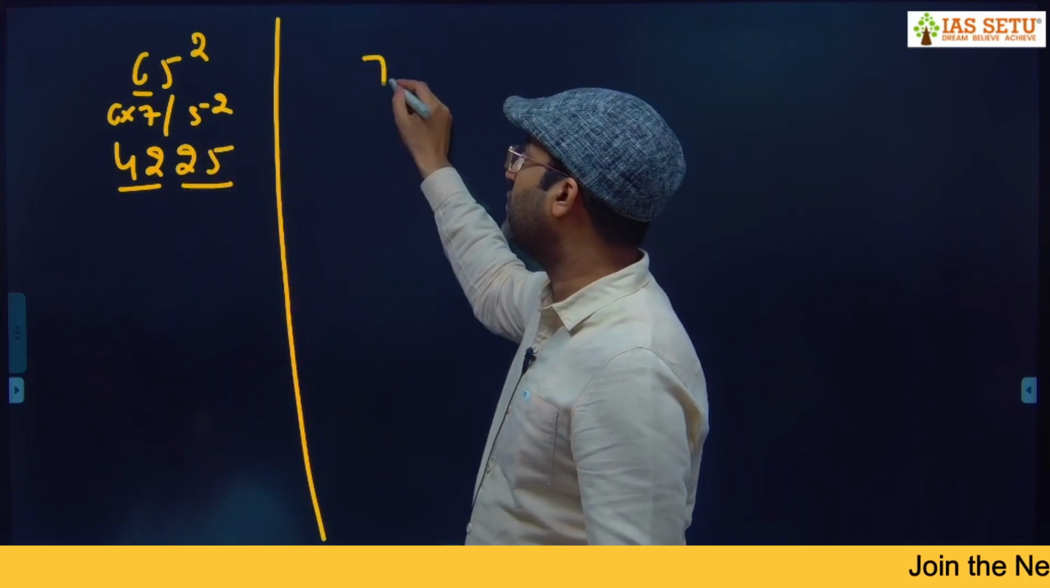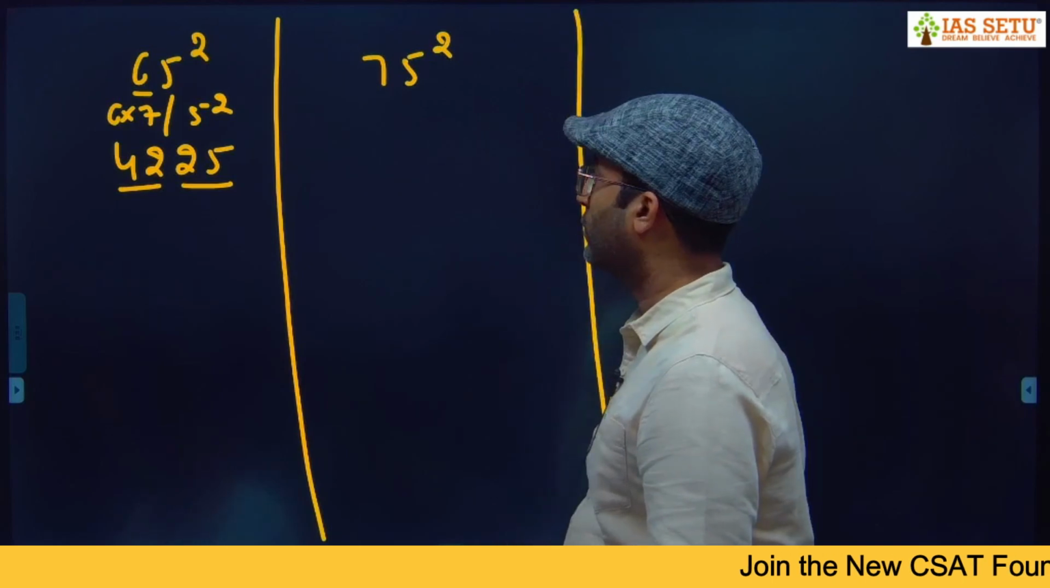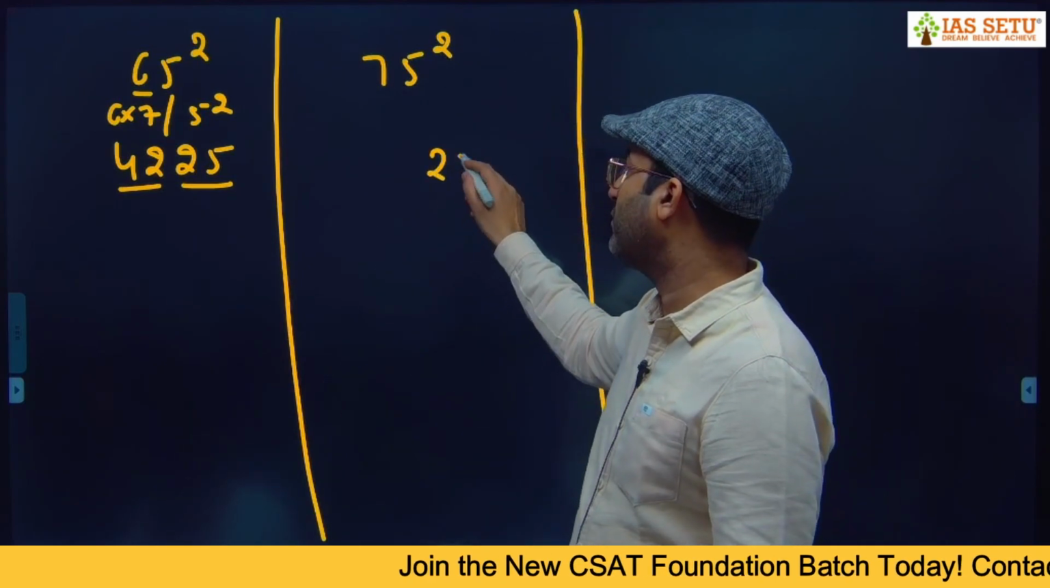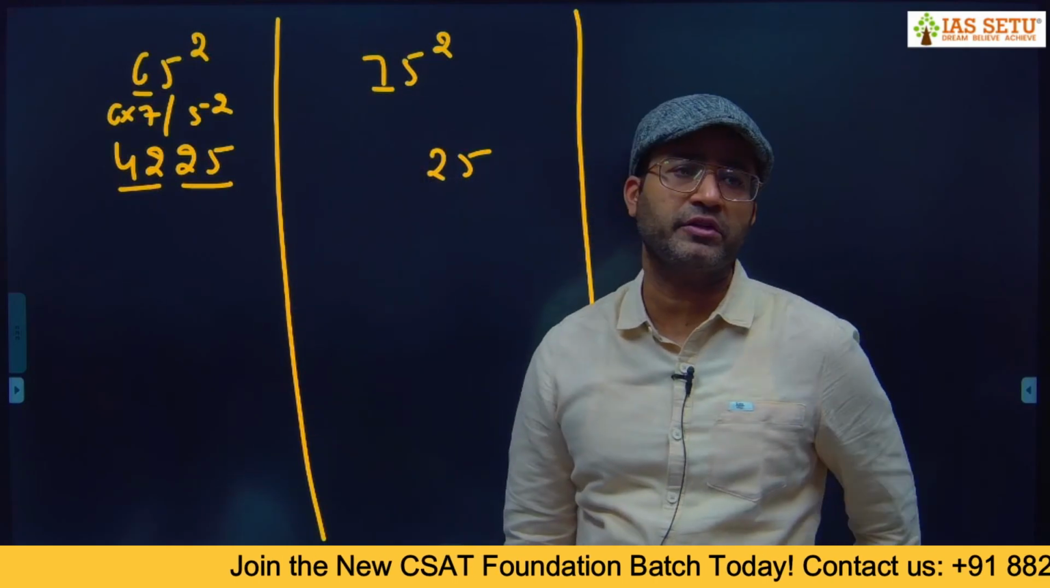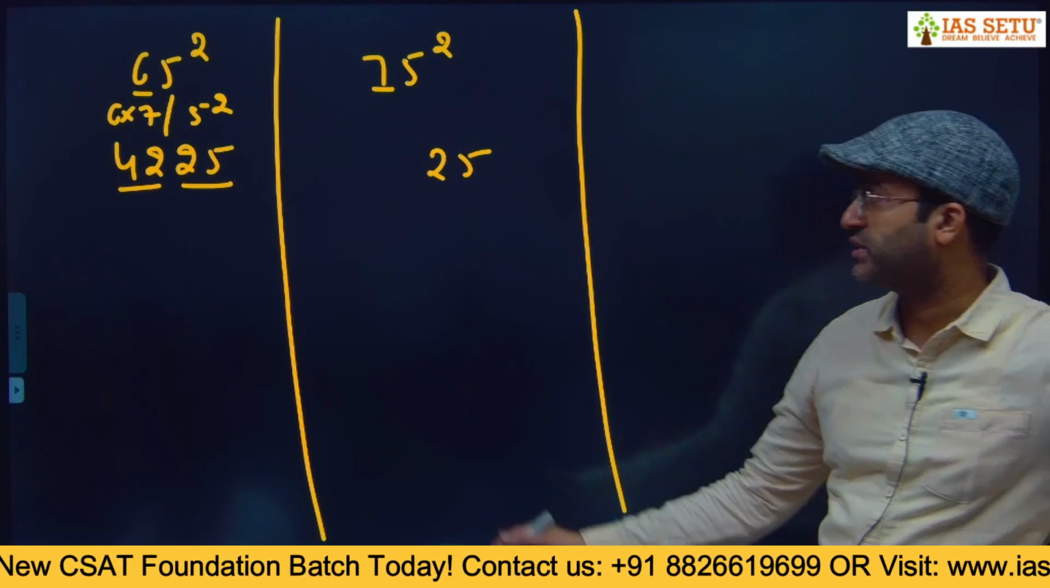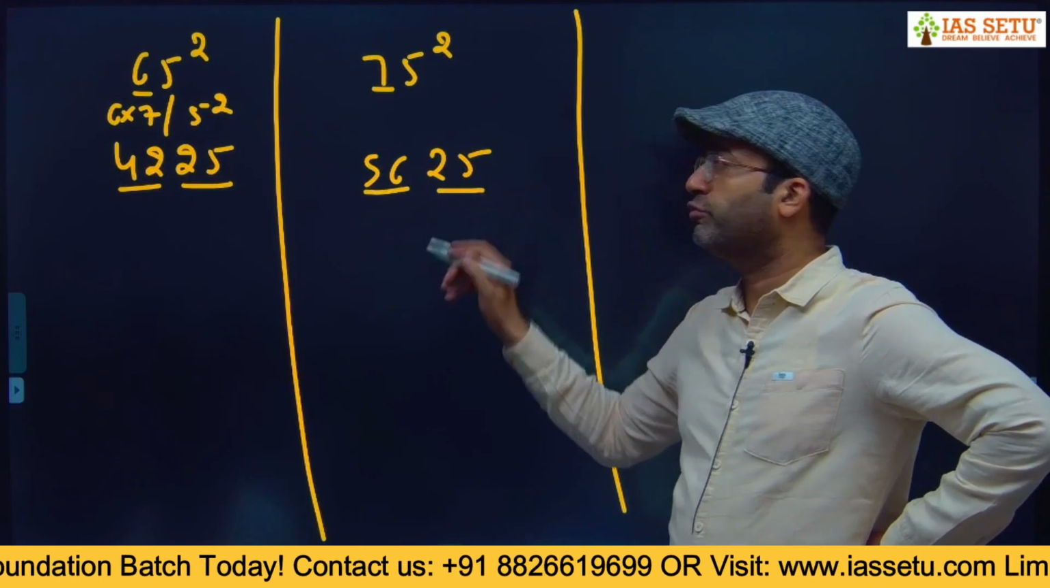Try 75 square. Right side is 25, left side will be 7 multiplied with the next value. What is the next value? 8. What is 7 into 8? It is 56. So 5625.